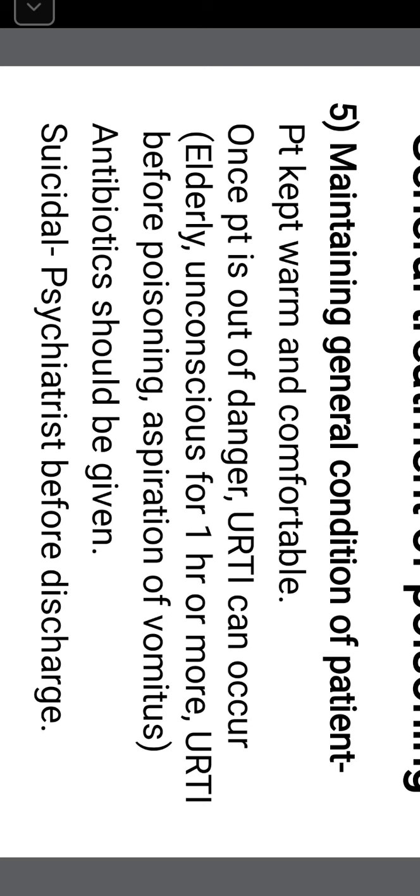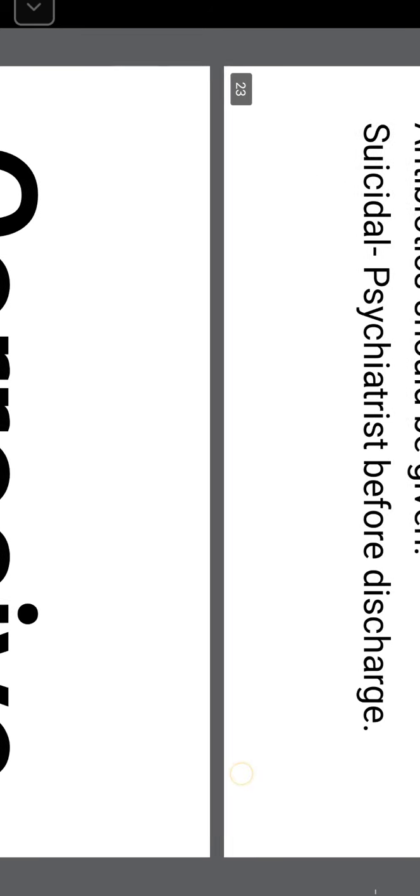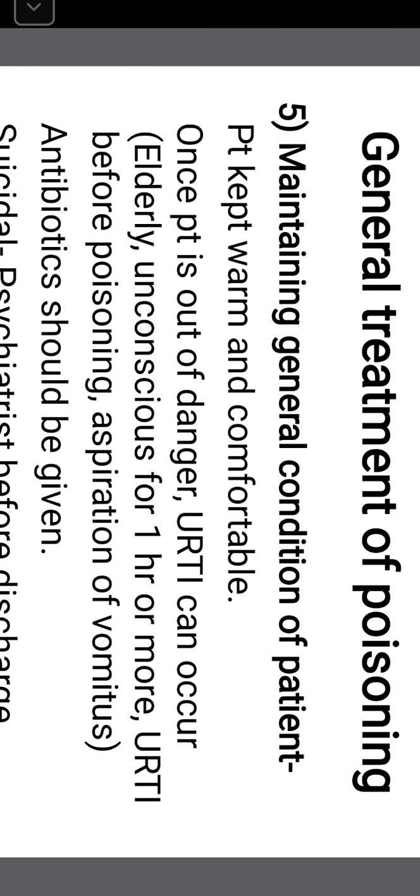So to prevent repeated attempts at suicide, proper advice and proper treatment should be taken from the psychiatrist, so that these recurrences will not occur. The patient will not again attempt to commit suicide. So this is about maintaining the general condition of the patient after finishing with the treatment of poisoning. This is all about the general treatment of poisoning, and it is asked as a 20 marks question.